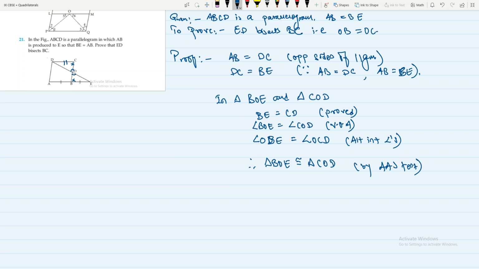Therefore, OB is equal to OC. And here we add the proof. That's it. So ED bisects BC. Very good. This was an easy question. Gitika, did you understand? Yes, sir. Great.